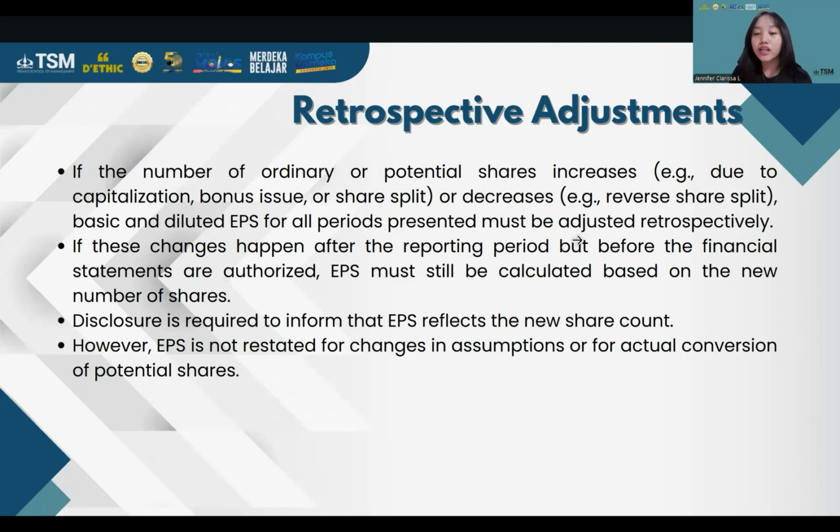It means going back and adjusting past financial data as if a change had already happened in the past. So this can make the numbers more consistent and comparable. So if the number of ordinary or potential shares increases or decreases, basic and diluted EPS for all periods presented must be adjusted retrospectively. If these changes happen after the reporting period but before the financial statements are authorized, EPS must still be calculated based on the new numbers of shares.